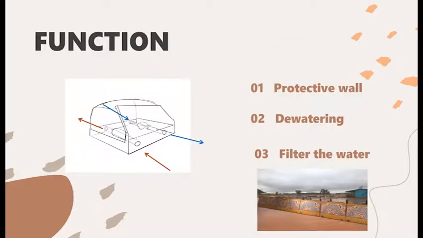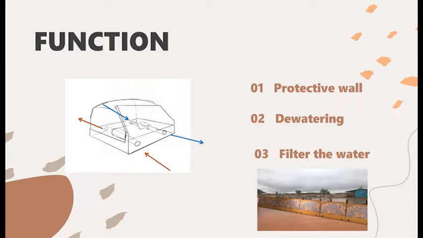The most important part is the function. There are 3 functions of the water barrier. This water barrier is a protective wall to prevent water from entering the home. And the second function is dewatering. In heavy rain, their insides still have some water, so the water can flow outside with the pump and the reflex flow.